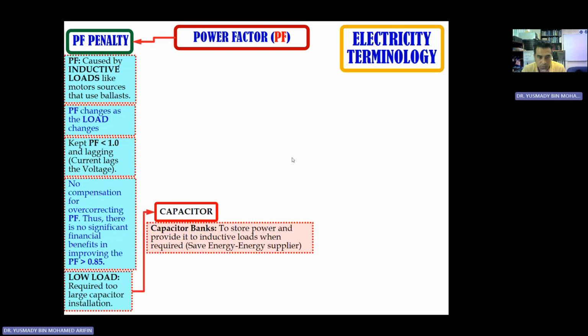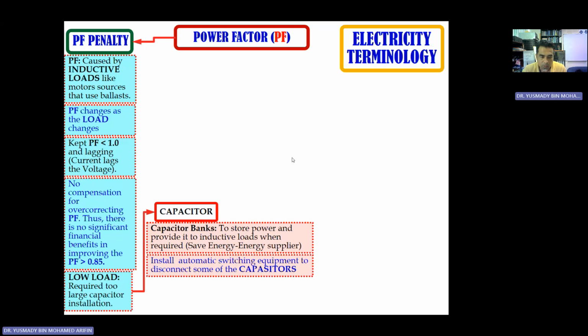where the capacitor bank is used to store power and provide it to the inductive load when required. This capacitor bank will save energy, especially for the energy supplier company.